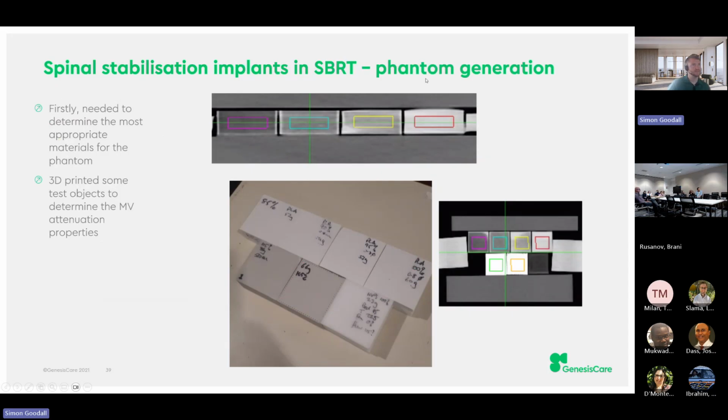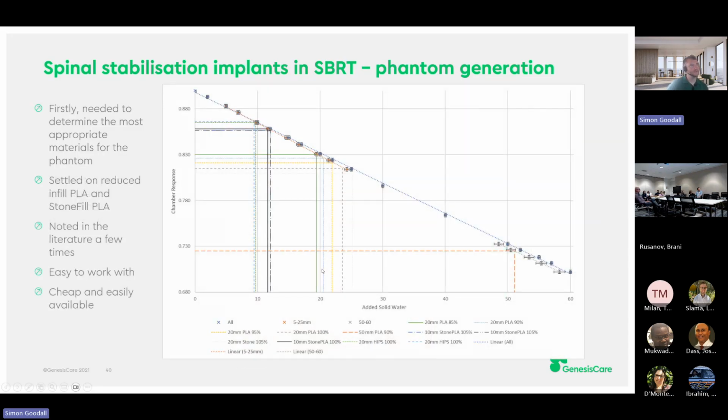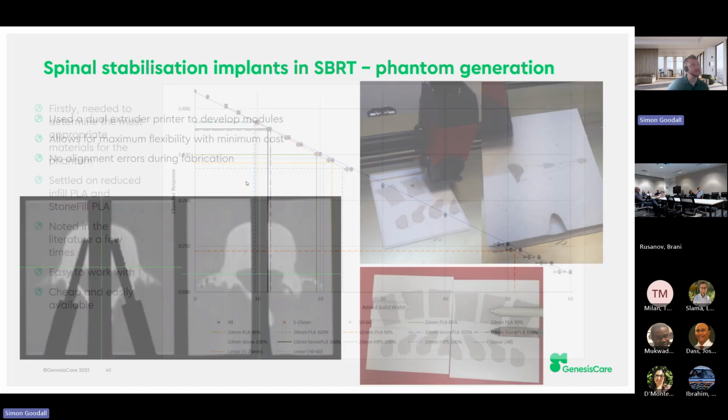So the first thing we needed to do was make a phantom. We 3D printed some test samples, took some CT scans, and then made some measurements of their attenuation in MV beams. And from that, we could determine a range of points here. This is a reasonably detailed chart, so I won't go through it. There's a couple of materials. But what we managed to pull away is that a reduced infill PLA, and then a stone fill PLA would allow us to generate tissue-like materials and bone-like materials.